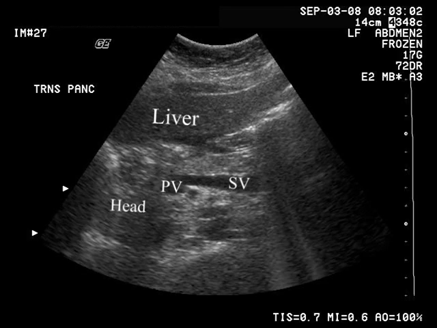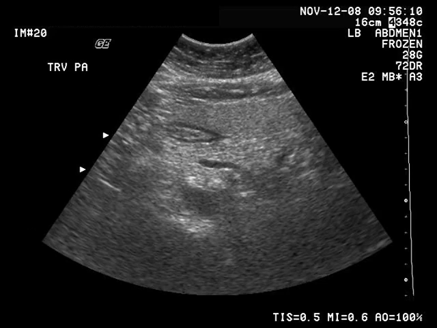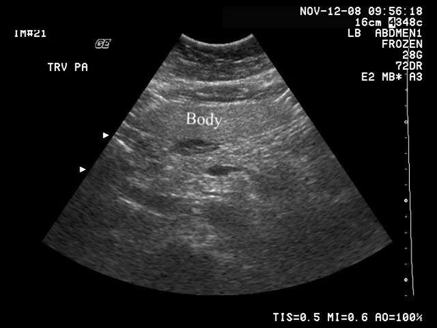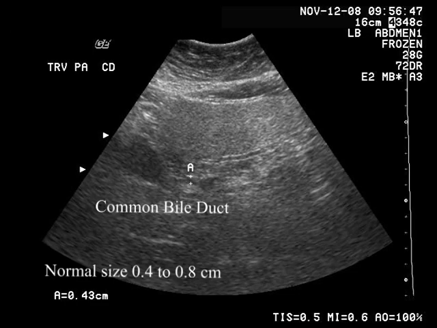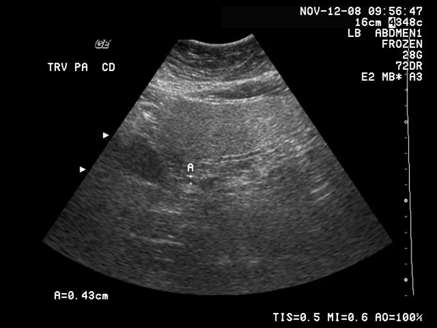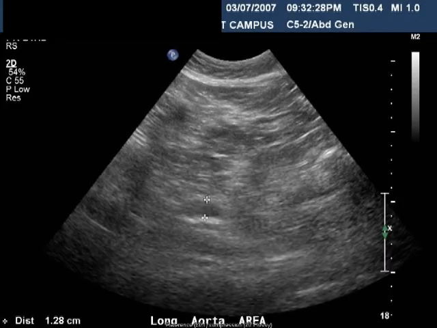Here we have an image of not only the portal vein and the splenic vein, but of the pancreas proper. In this image, the pancreas can be clearly seen in the center. The body is labeled. The portal vein sits below. Here, the body and head of the pancreas are both labeled. The common bile duct is seen here. Normally, it's less than 0.8 centimeters. This is an advanced study and difficult to see.